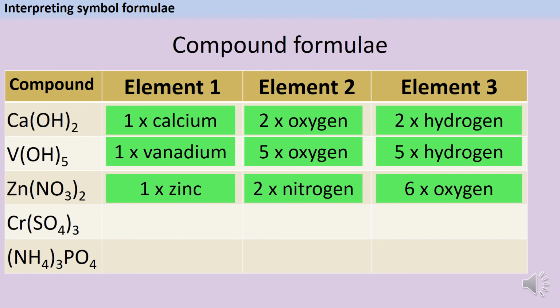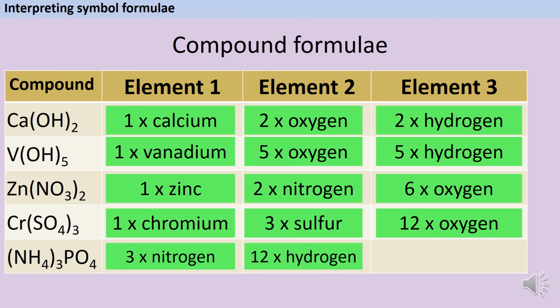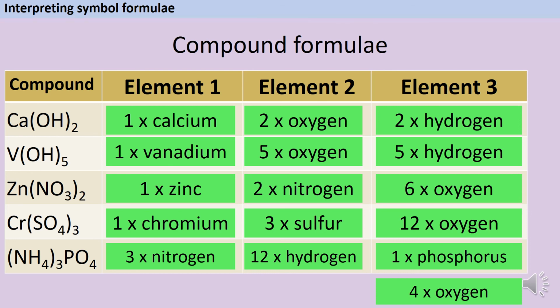In chromium sulfate, there's 1 chromium, 3 sulfur, and 12 oxygen, because the whole SO4 bracket happens 3 times. And then in ammonium phosphate, there are 3 nitrogen, 12 hydrogen, 1 phosphorus, and 4 oxygen.